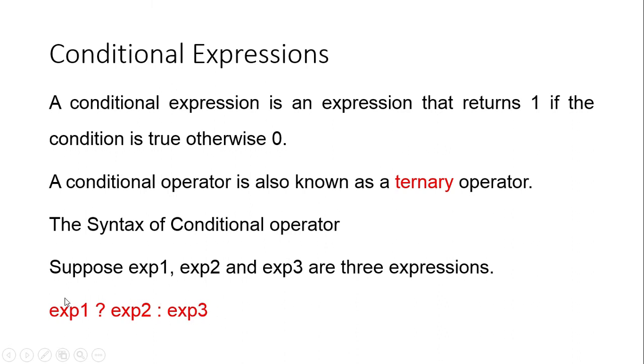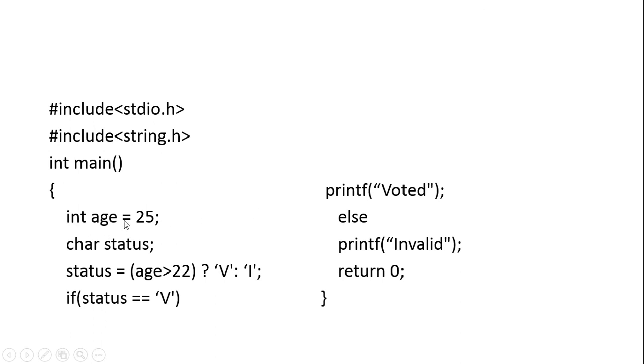I will explain with a simple program here. int age equal to 25. The status, which is a character, equals age greater than 22. If the condition is true, v will be printed, for valid. Otherwise i will be printed, for invalid. If the status equals v, the age is above 22, which means the corresponding person can vote. Otherwise it is an invalid value of the variable.